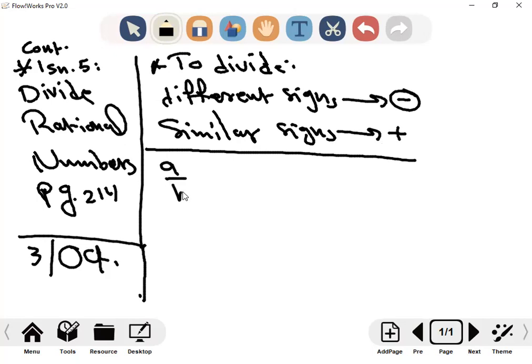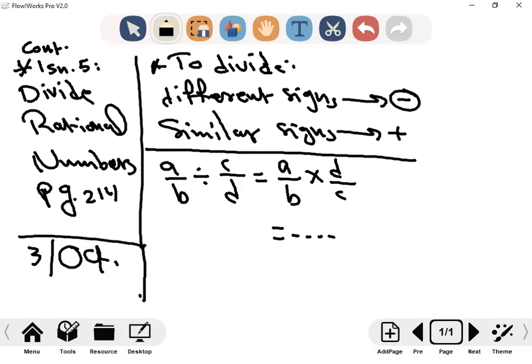A over B divided by C over D equals. Now the first fraction stays the same. The division turns to multiply. And the second fraction, we do reciprocal for it. It will be D over C. Then we continue in normal multiplication, right? So we did example 1.